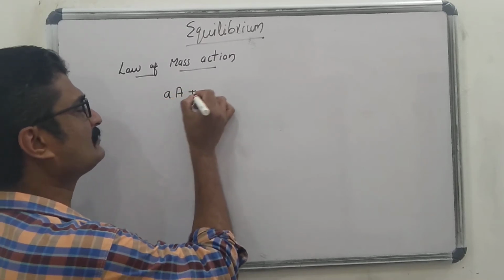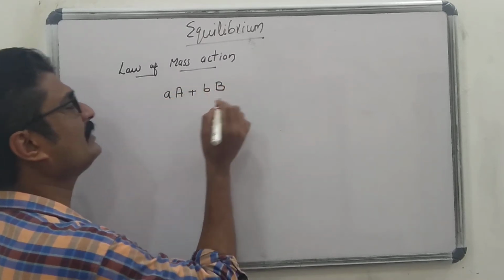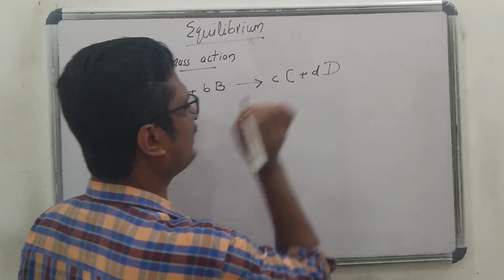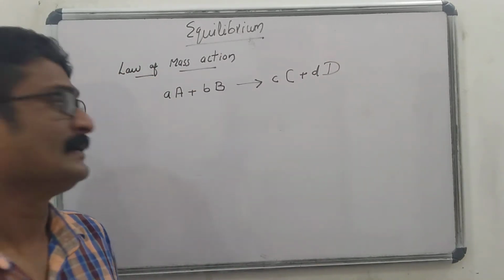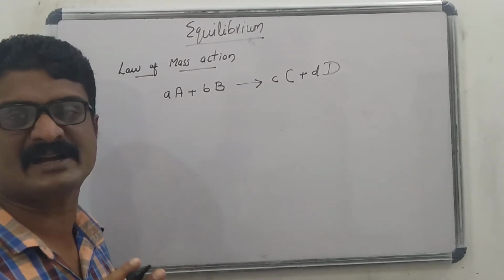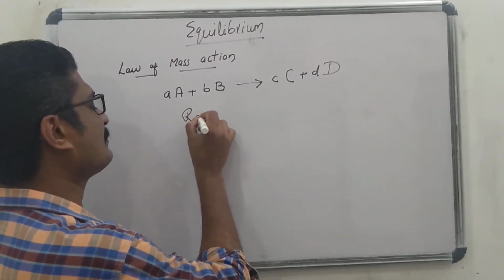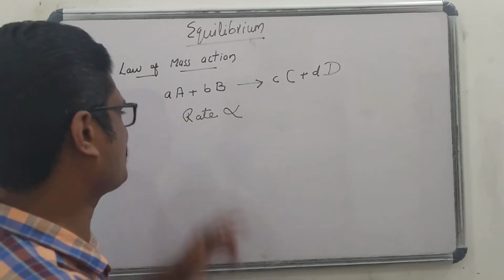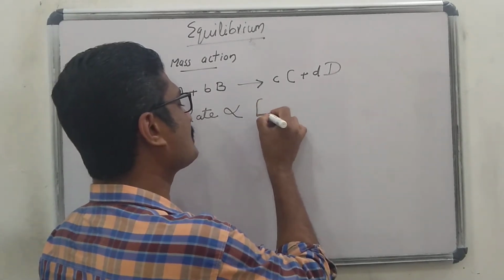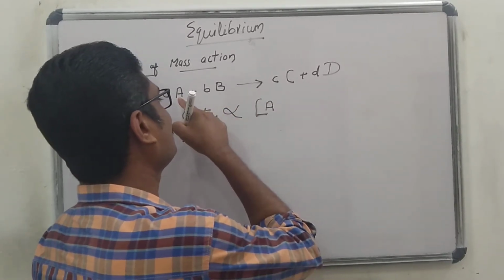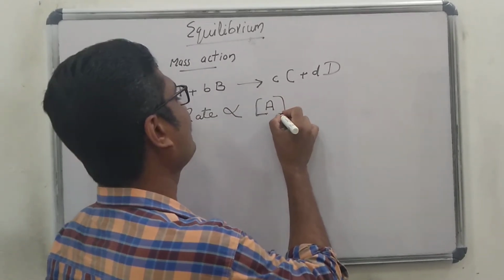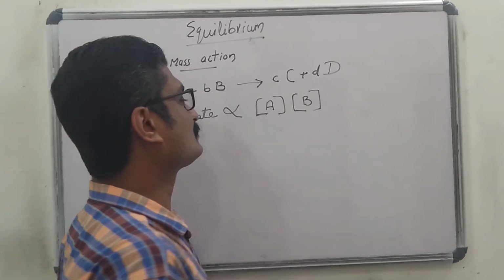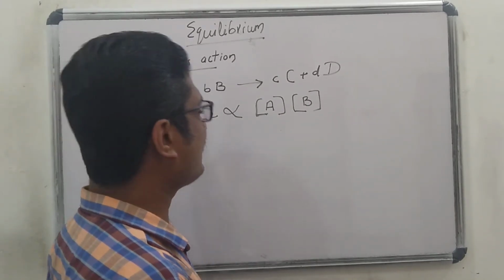We can consider a general reaction. A moles of A reacts with the B moles of B to form the products C moles of C and D moles of D. Then, according to law of mass action, the rate of this chemical reaction is directly proportional to the product of molar concentration of the reactant A and the molar concentration of the reactant B.